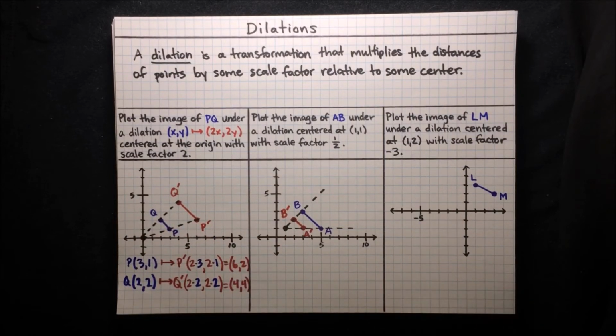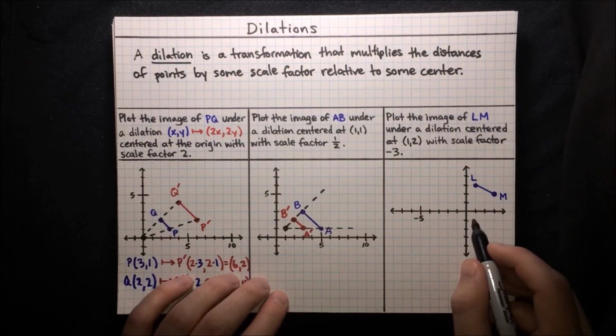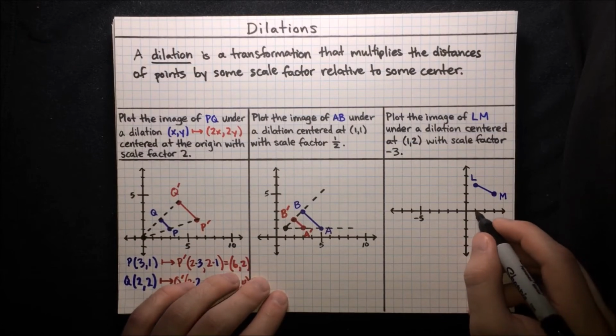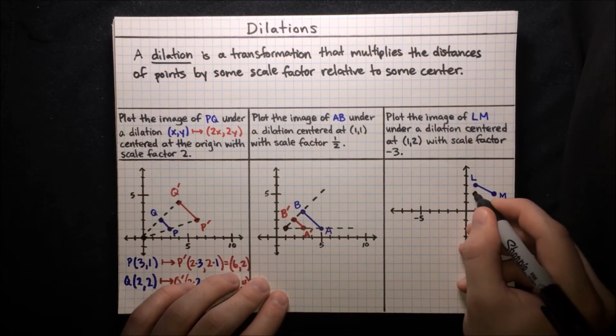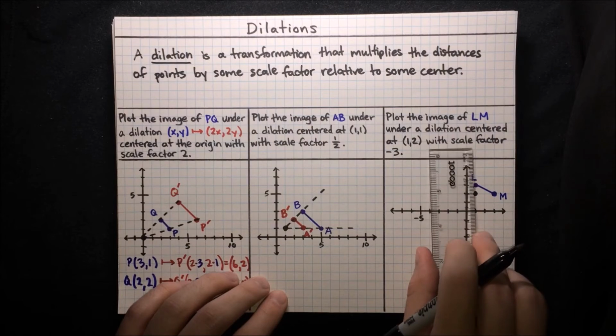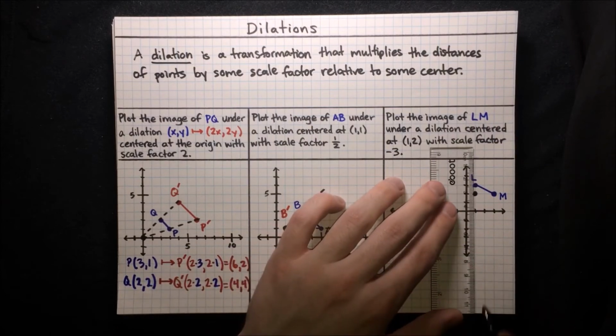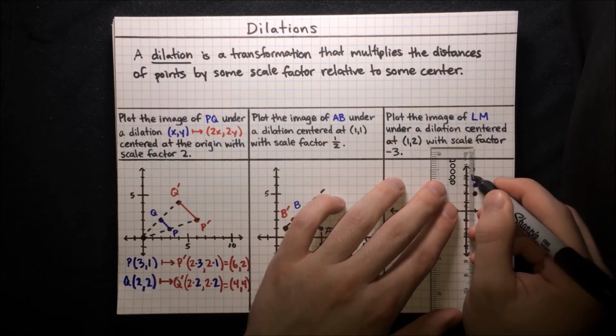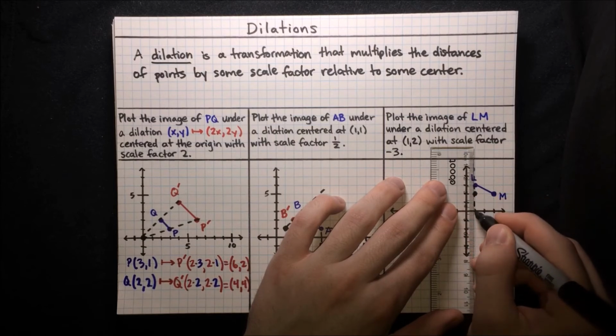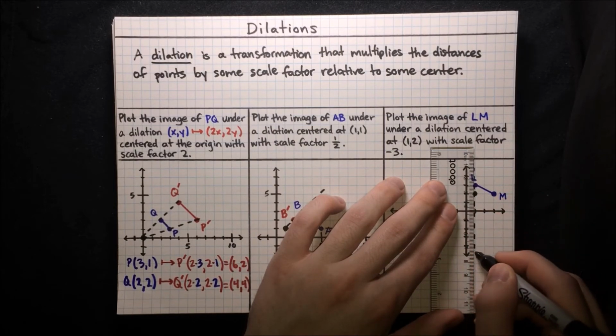Plot the image of LM under a dilation centered at 1, 2 with scale factor -3. A negative scale factor might sound kind of confusing, but don't worry, let's just take this step by step, first plotting the center as usual. So plot the center 1, 2, it's right here, and then draw the lines through the endpoints of the segment. So through L and through M.